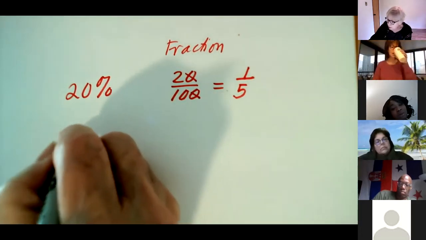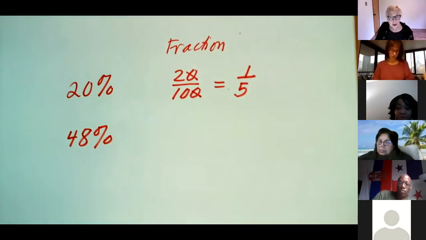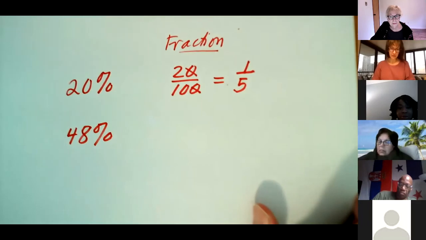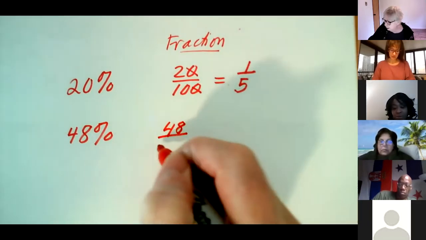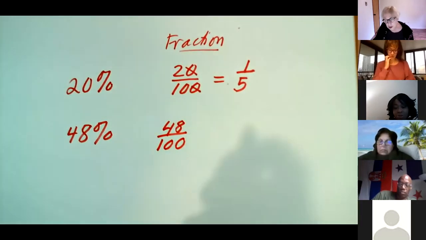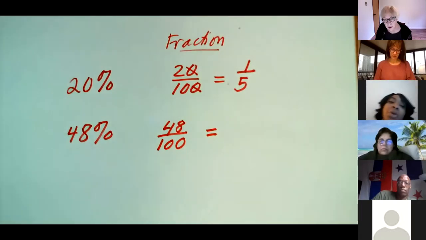So let me try something a little bit different. 48%. The exercise is still to take it to a fraction. Easy. 48 divided by 100. But when it's a fraction, the assumption is you will simplify it to lowest terms without anybody saying it, although most of the time they will.